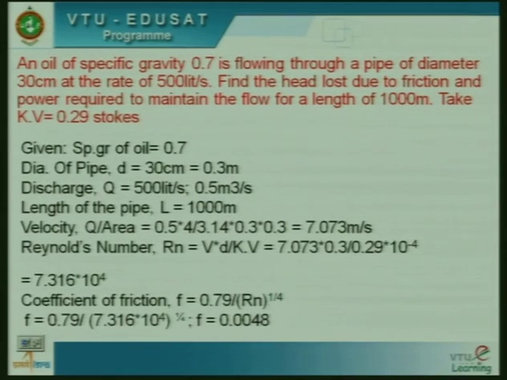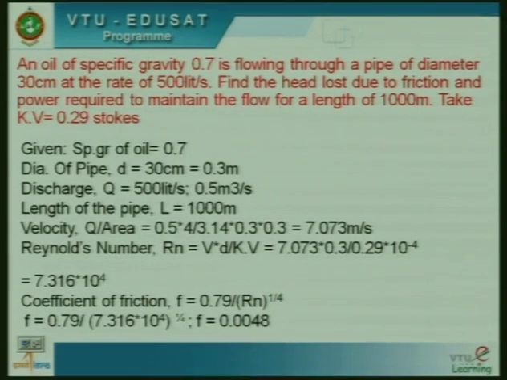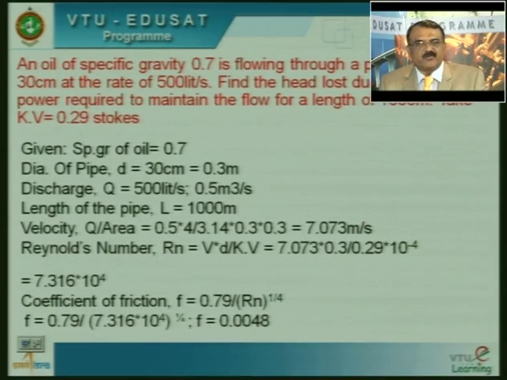Let us see how to solve this problem. First, note down the data given in the problem. What is the data given in the problem? Specific gravity of oil is 0.7, diameter of the pipe D is 30 centimeter. Therefore, convert that into meters, 0.3 meter. Discharge 500 liters per second. I said 1 liter is equal to 1 by 1000 of a meter cube. Therefore, it is 0.5 meter cube per second. Length of the pipe between section 1 and section 2 is 1000 meters. So write that.